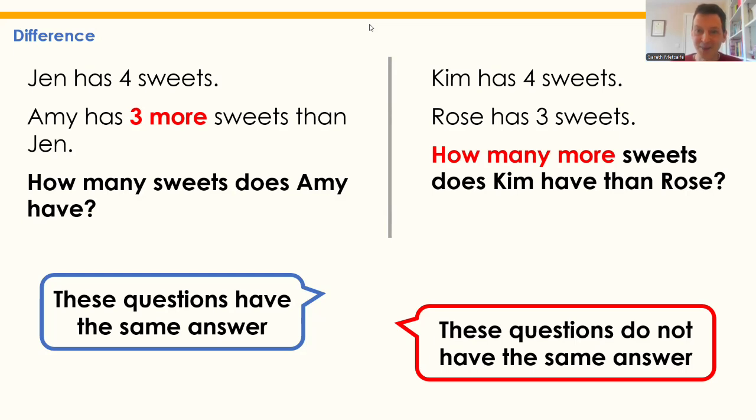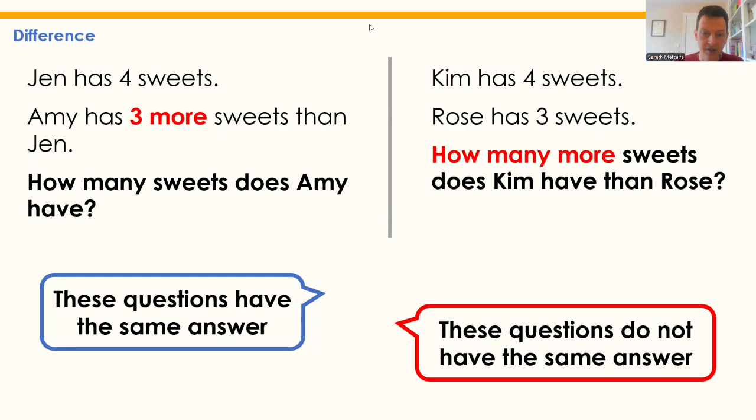Let's have a look at another example. Children can often struggle with questions involving calculating the difference. We may see the key word as being more, so we can offset these 2 questions against each other, look at how they're different. Jen has 4 sweets. Amy has 3 more sweets than Jen. How many sweets does Amy have? Compared to Kim has 4 sweets, Rose has 3 sweets. How many more sweets does Kim have than Rose?